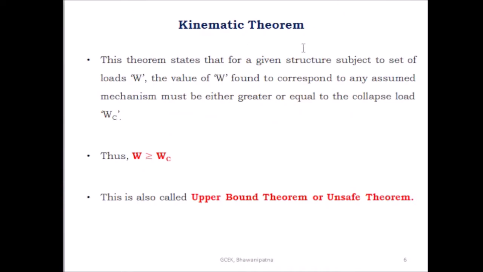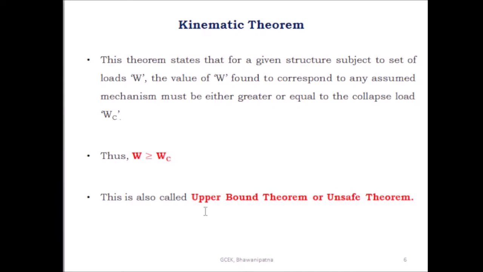Then coming to the kinematic theorem, this is also called the upper bound theorem or unsafe theorem. This is based on minimum principle. And this theorem states that for a given structure subjected to a set of loads W, the value of W found to correspond to any assumed mechanism must be either greater than or equal to the collapse load WC. So W is greater than or equal to WC.